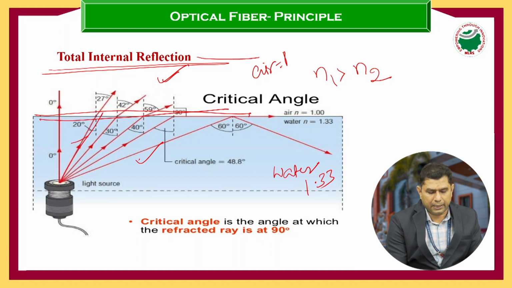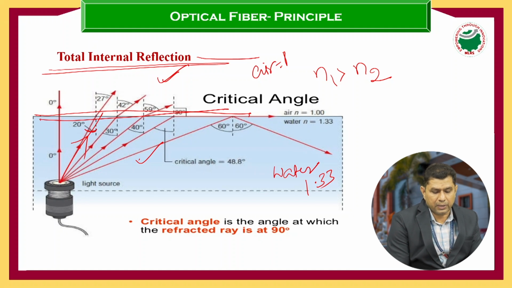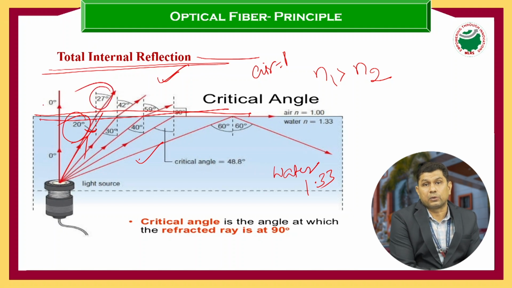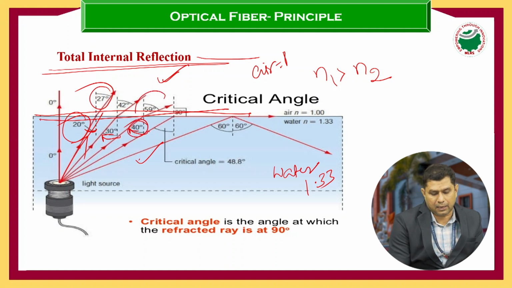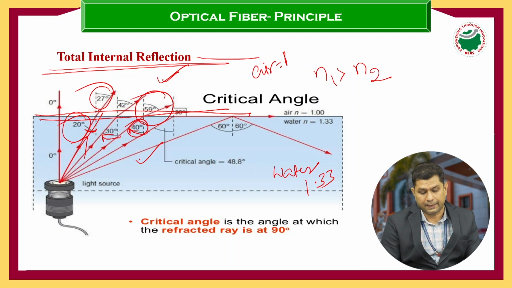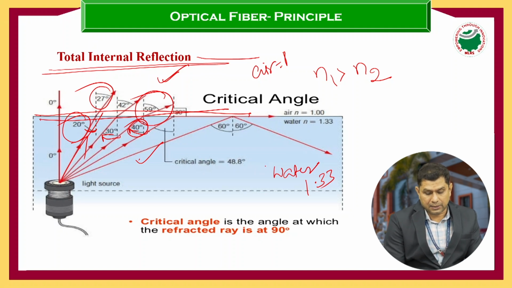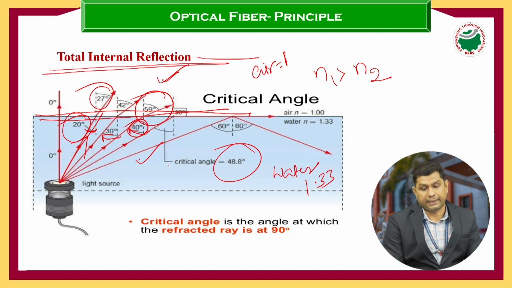Whatever the light ray you are incident, that is called the incident ray. Here the angle of incidence we are changing. The angle of incidence initially we kept at 20 degrees. The angle of refraction you observe to be 27 degrees when we consider water and air. As the angle of incidence increases, at 40 degrees, the angle of refraction is 59 degrees. As the angle of incidence reaches 48.8 degrees, the refracted ray is passing parallel to the boundary.